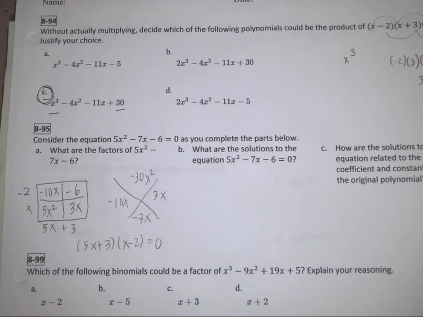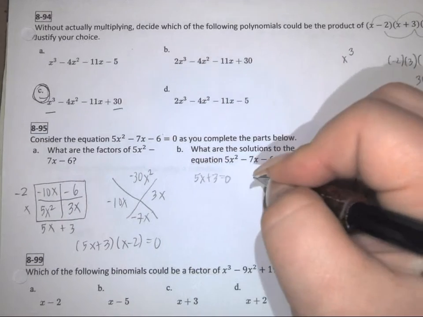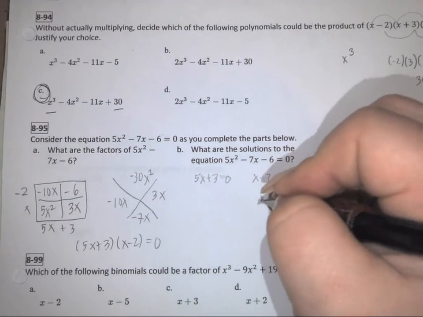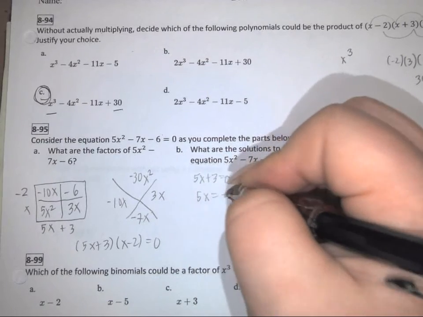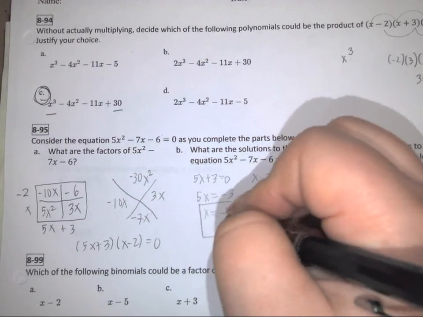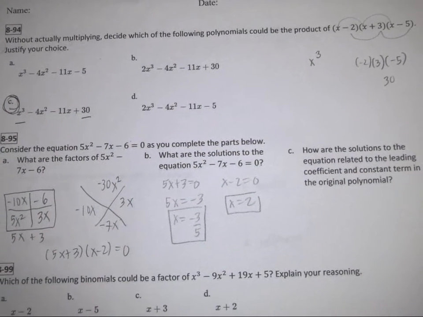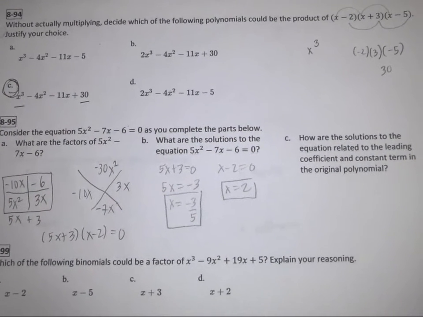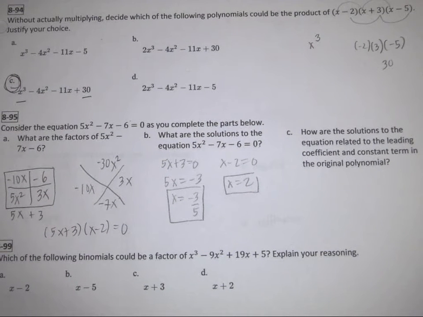So what are the solutions? That's if you set each part equal to 0. So you get x equals 2. Subtract 3 from both sides. Divide by 5. Then you get x equals negative 3/5. So how are the solutions to the equation related to the leading coefficient and constant term in the original polynomial?